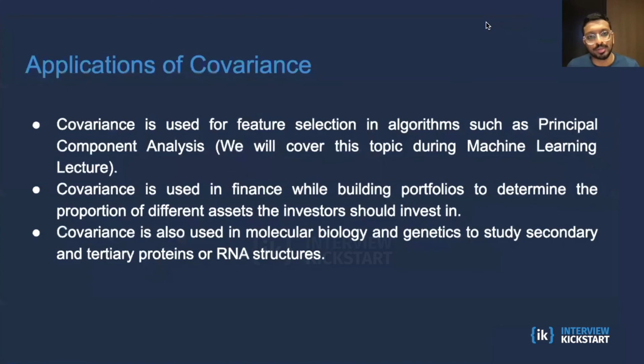Finally, we want to talk a little bit about the applications of covariance. Covariance is a useful quantity when we're talking about feature selection and algorithms. In machine learning, there's the idea of principal component analysis, which helps us reduce the number of features in our model, which helps prevent overfitting and makes sure that our model doesn't have too much variance in it.